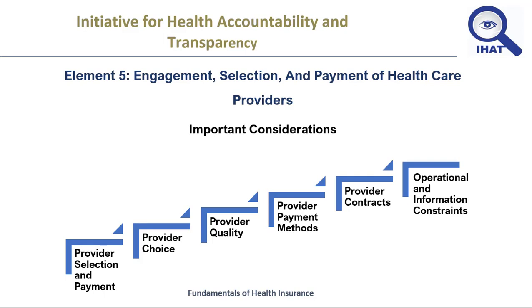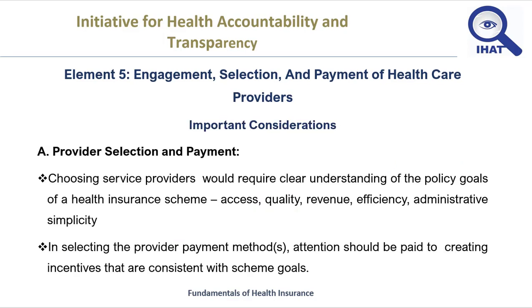These are some of the considerations we'll be looking at under this element, which is the fifth element of the design of health insurance scheme. The first point to look at is the provider selection and payment.